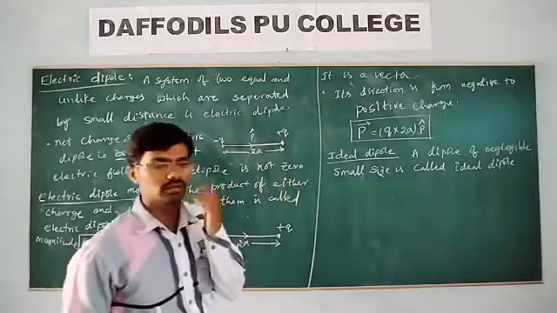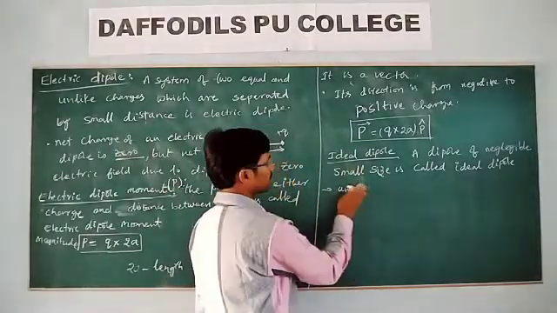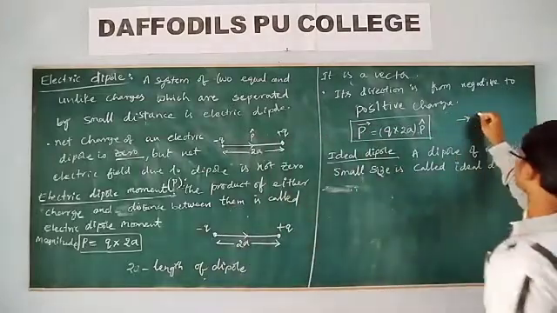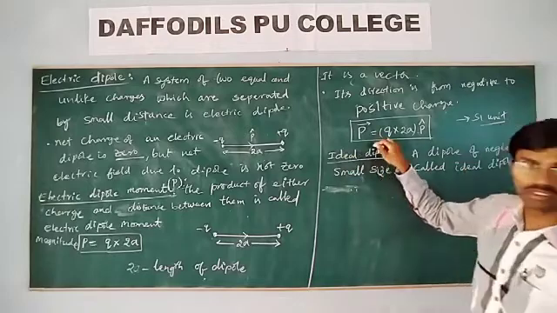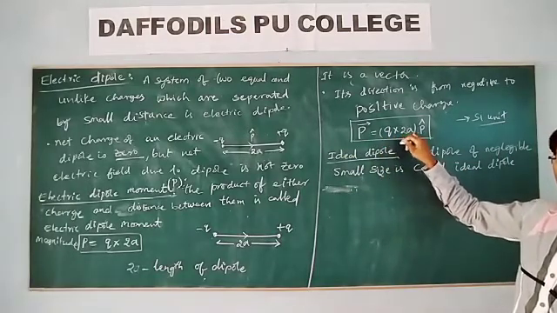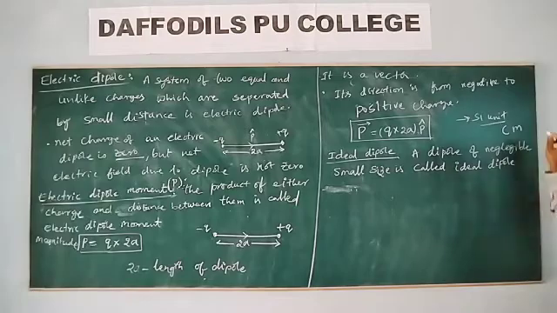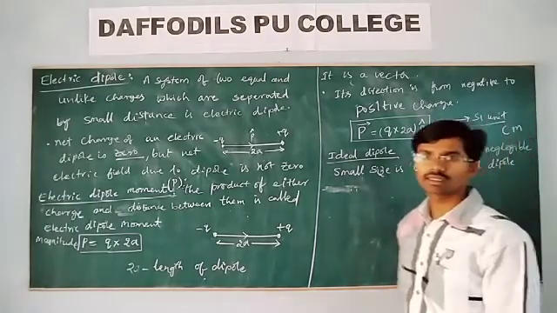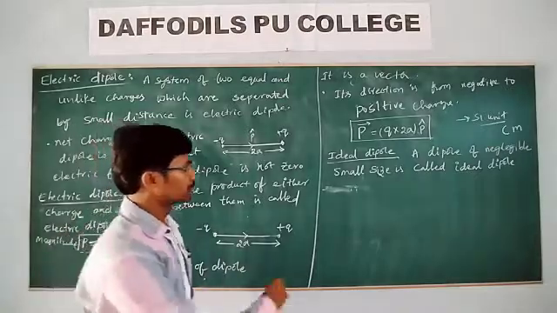Ideal dipole. And what would be the unit of this? What is the SI unit of the dipole moment? Q is charge, coulomb. What is the unit of length? Meter. So it is coulomb meter. Coulomb meter is the unit of the electric dipole moment. Is it okay?